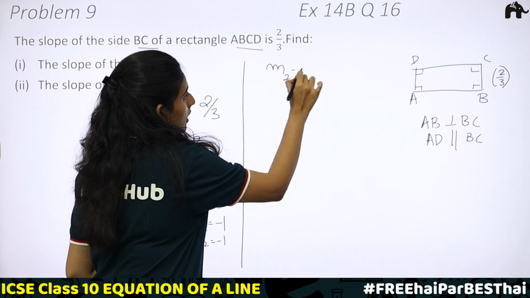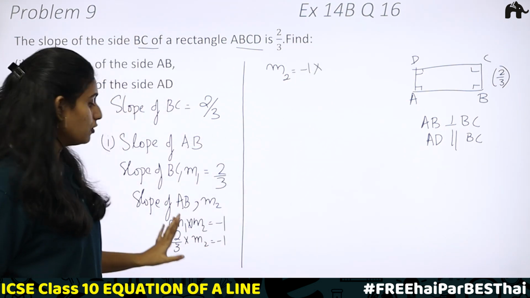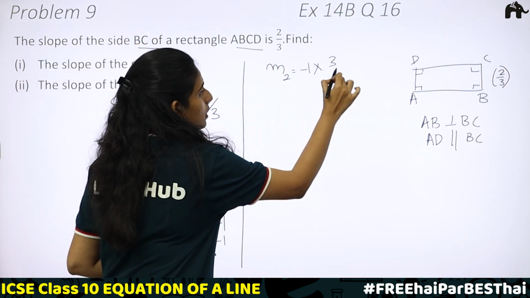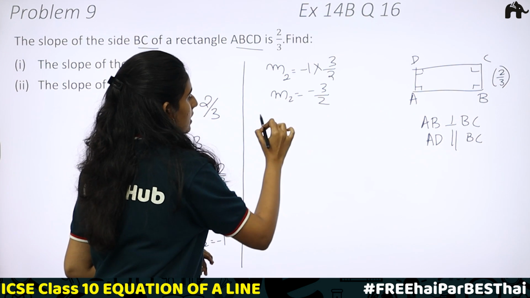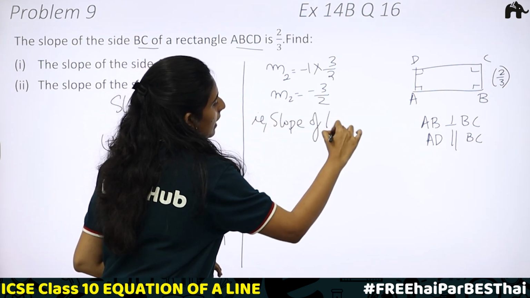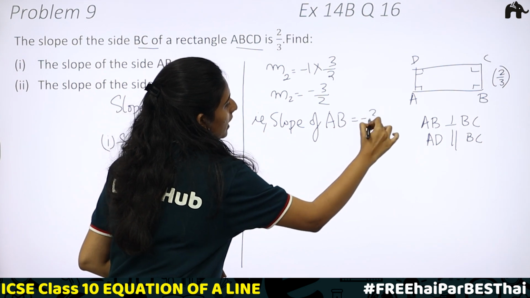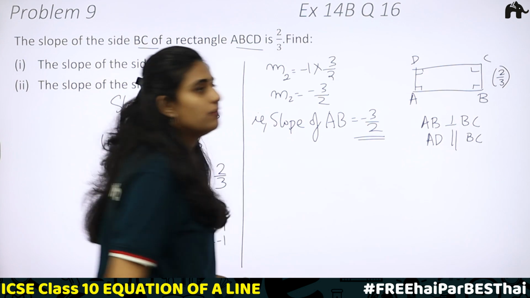M2 will be equal to -1 into the reciprocal of 2 by 3. The reciprocal of 2 by 3 is 3 by 2. Therefore, M2 is equal to -3 by 2. That is, the slope of AB is equal to -3 divided by 2. This is the answer for your first question.